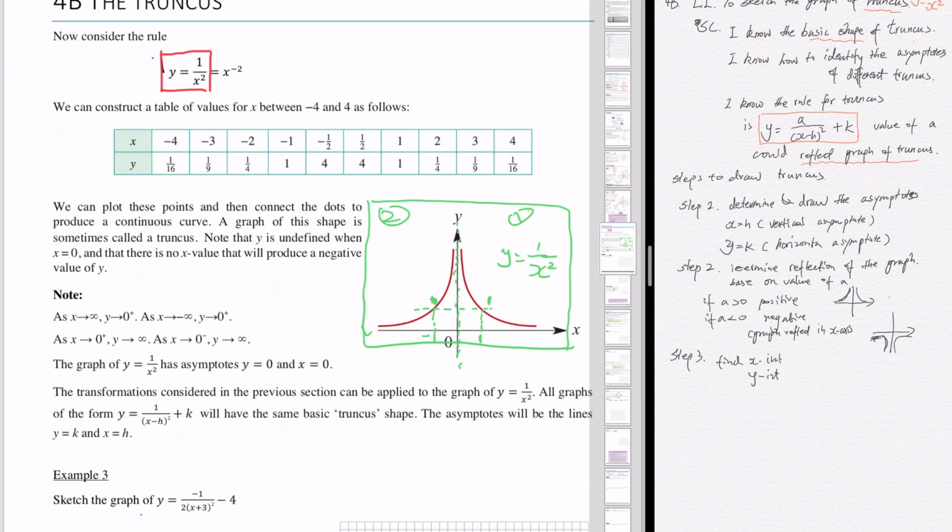This graph will have the asymptote y equal to 0, which is the x-axis, and you'll have another asymptote, which is x equal to 0, the y-axis.